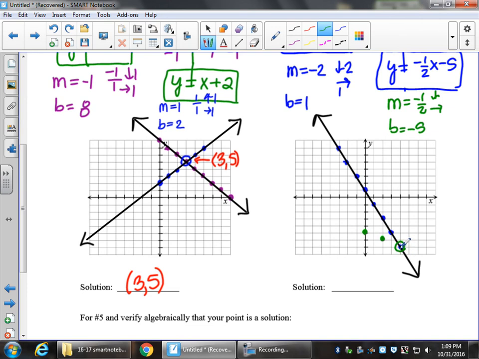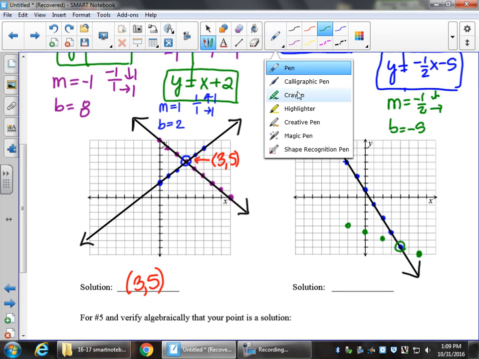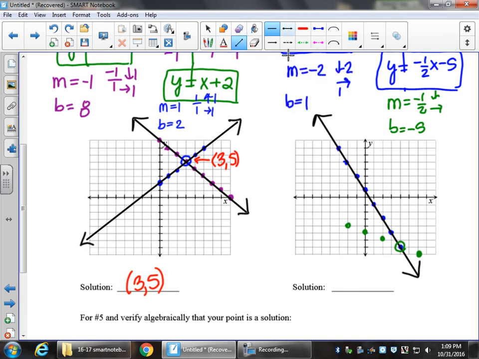There's my point of intersection. Down 1, right 2 again. I could do a couple more points this way if I wanted to. I don't have to. As soon as I get my point of intersection, I'm in good shape. Let's draw our line. Again, neatness is key. Use that straight edge.